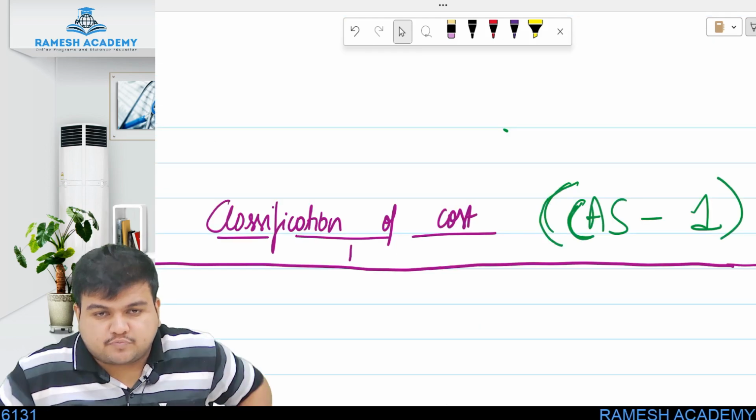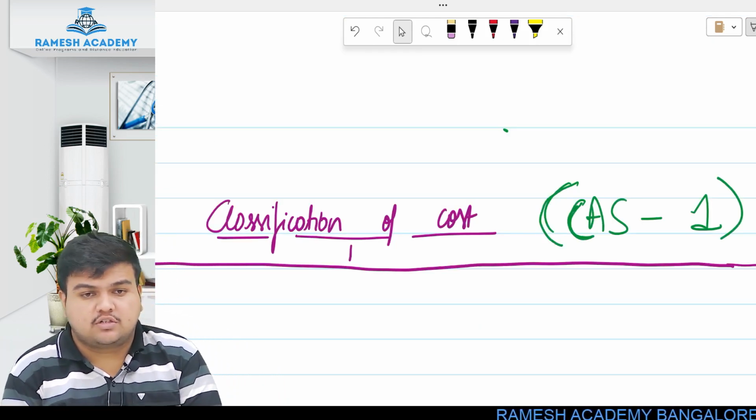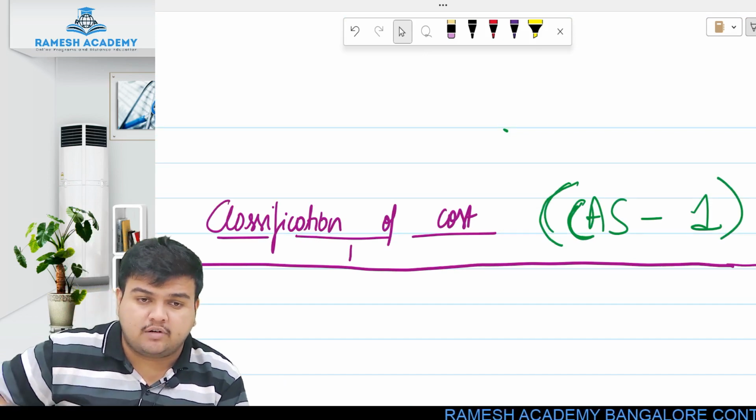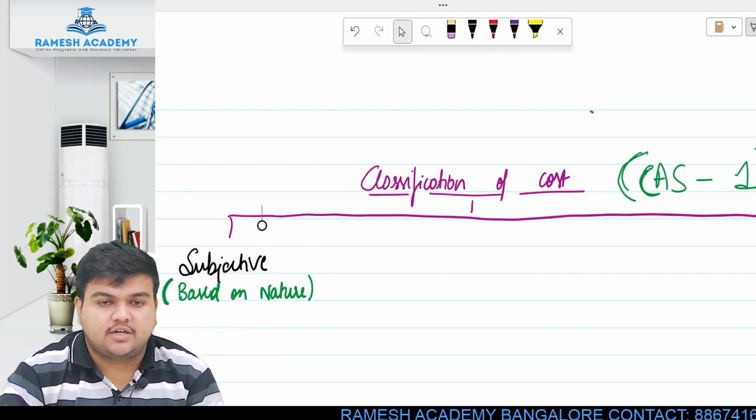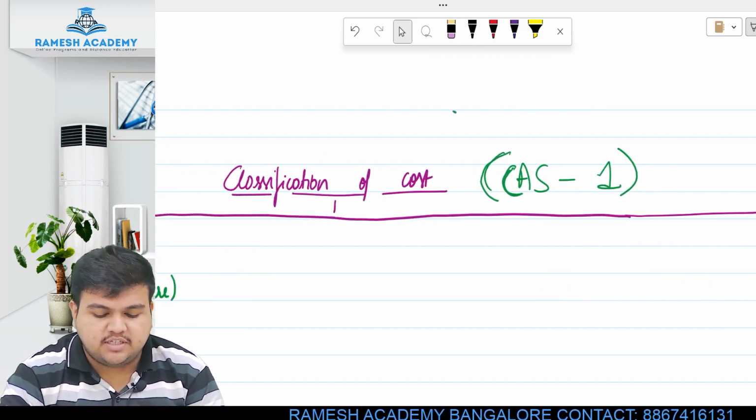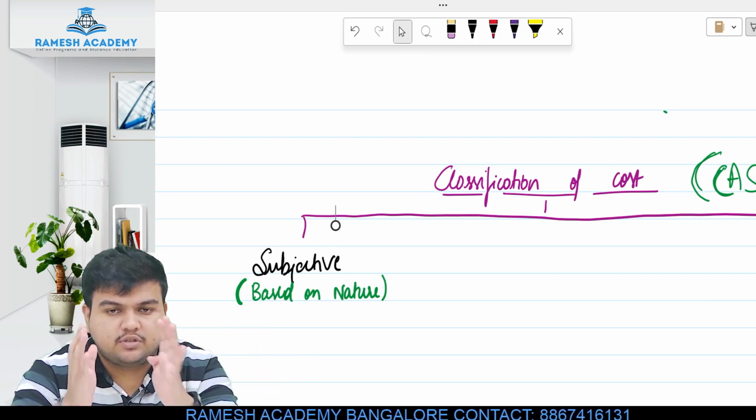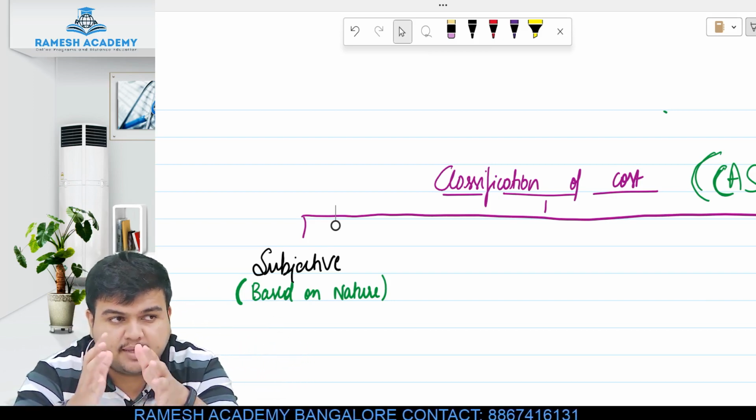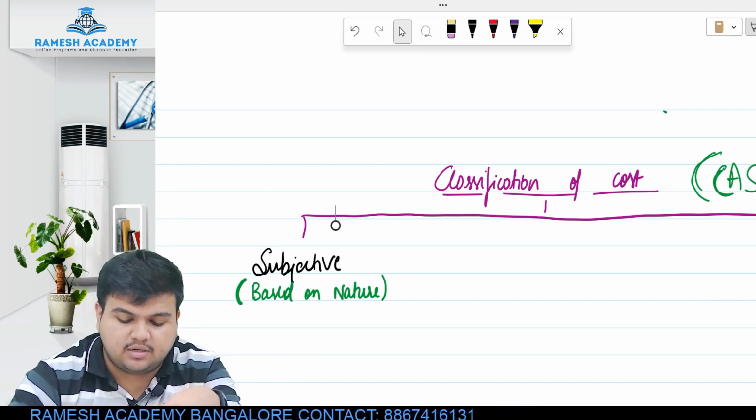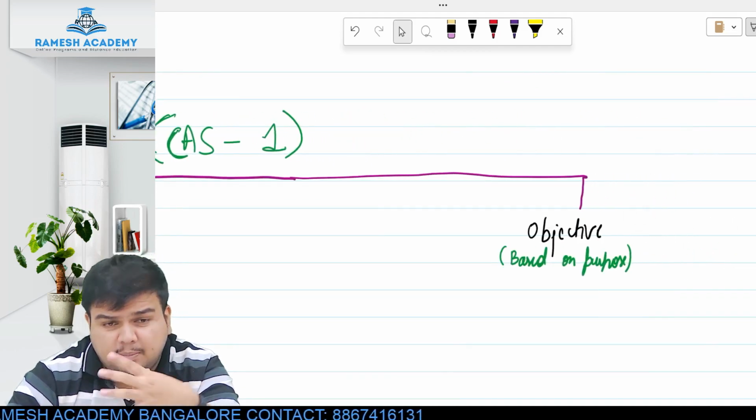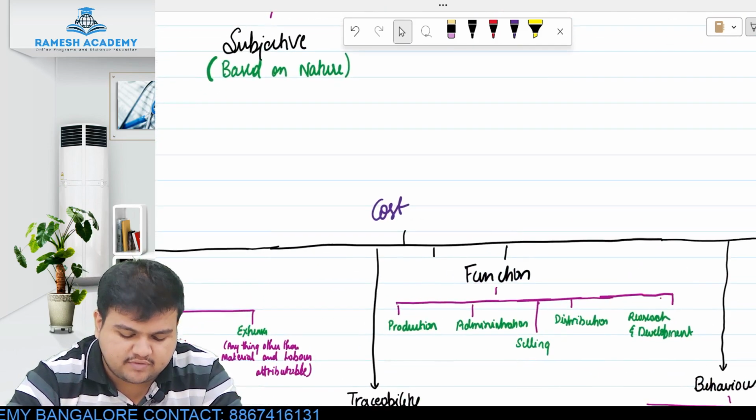So the fourth unit that we are going to discuss is the classification of cost. Classification of cost comes under Cost Accounting Standard number 1 and is divided into two: subjective in nature and objective in nature. Subjective is based on the nature of the cost incurred, how the cost is actually applicable to the unit. Objective is the purpose for which the cost is used. We divide the cost into five variants.